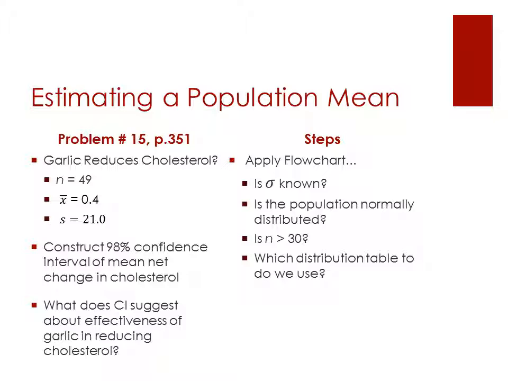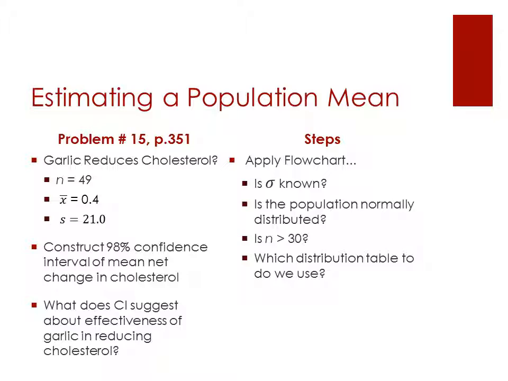So our standard deviation for this particular sample is going to be 21, and we're being asked to construct a 98% confidence interval. Now, notice that once we're done with that confidence interval, we're going to add another step to this problem and use that confidence interval to make some assessments about the effectiveness of garlic in reducing cholesterol. So we're going to be able to use our confidence interval to test a hypothesis question. That's one more step than we did with practice problem number 1. So let's go through our steps here.